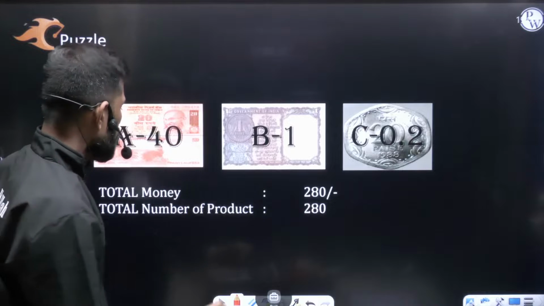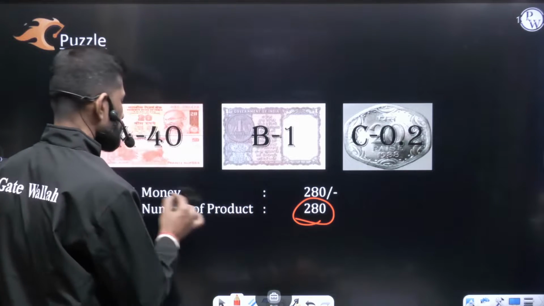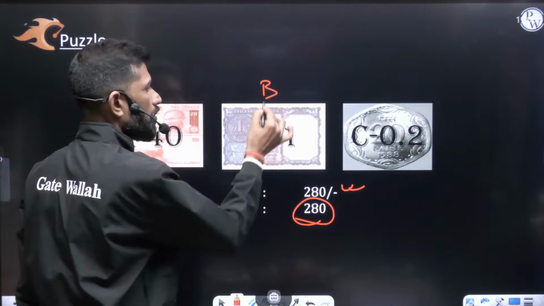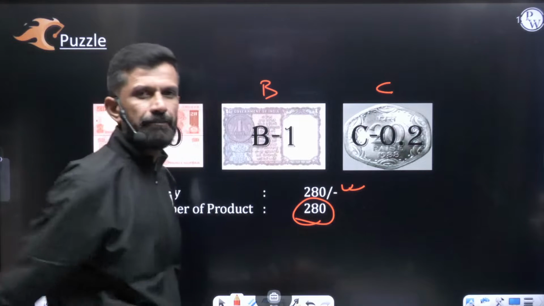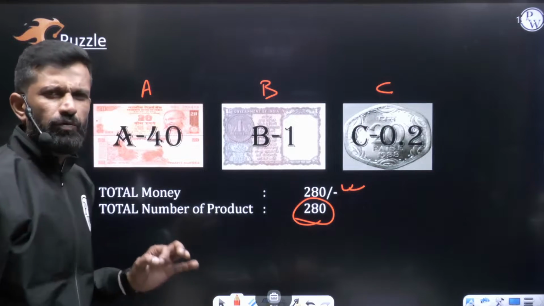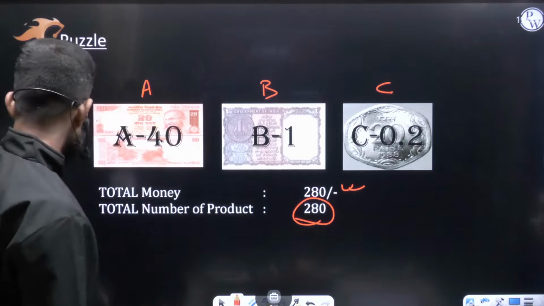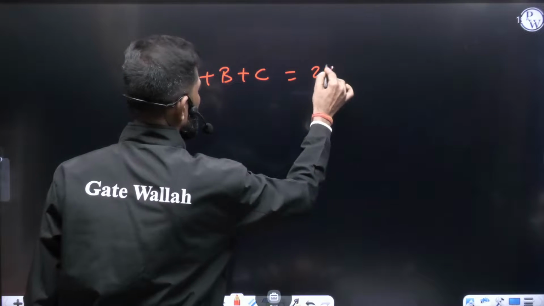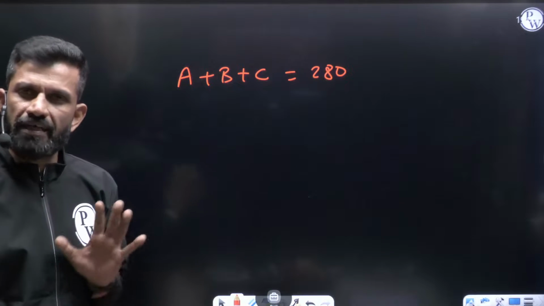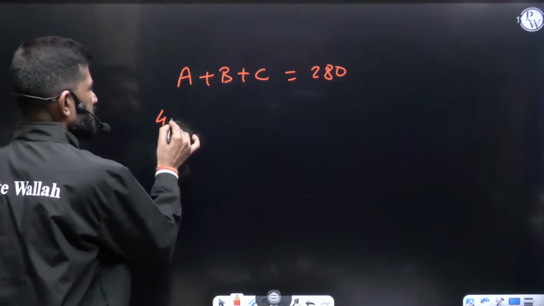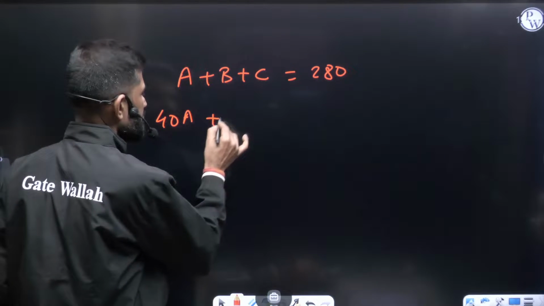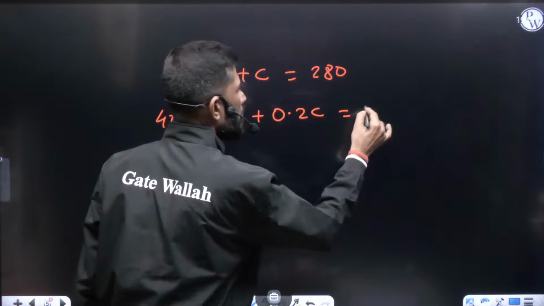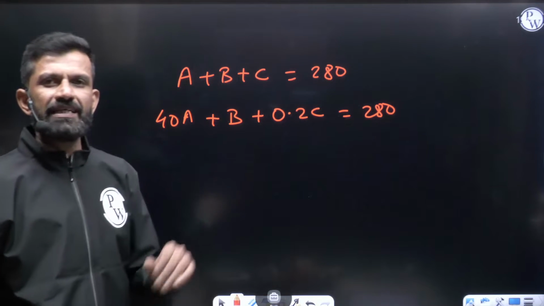See what I said, the total number of products should be 280 and the total money you are having is 280. Product A costs 40 rupees each, product B costs 1 rupee each and product C costs 20 paise each. Now make the equation as they have given. Product A plus product B plus product C, the total number of products required is 280. A costs 40 rupees each, so 40A. B costs 1 rupee each, so 1B. And C costs 20 paise each, so 0.2C. This should also equal 280 rupees. This is the condition they have given.